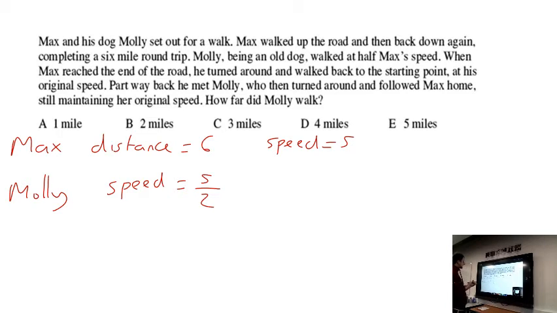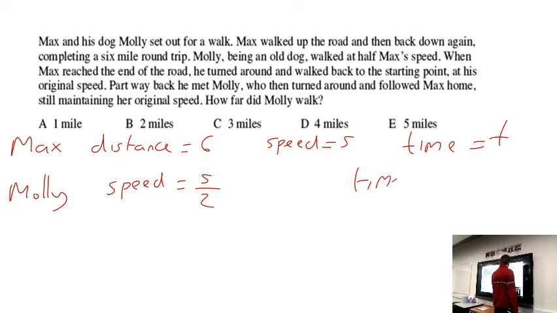And when he came back, he met up with Molly, who then turned around and followed Max home, still maintaining her original speed. So the speeds are the same. What we do know is that the time travelled for both of these dogs is the same. So they basically started and finished at the starting point at the same time. So we're going to say time is equal to t. And here, let's say for Molly, time is equal to t. Our goal is to find the distance for Molly.